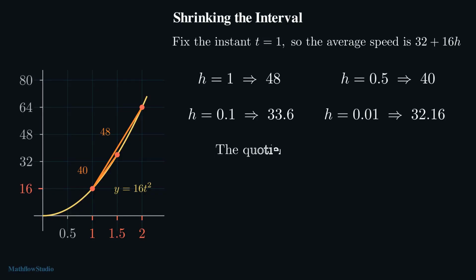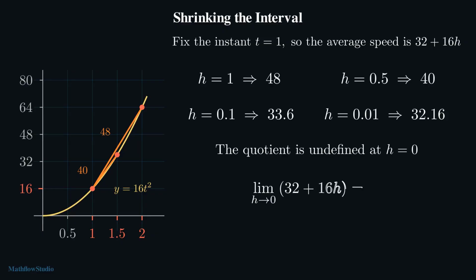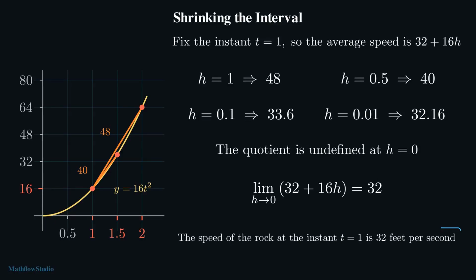The quotient itself is undefined at the number h equal to 0 because there is no interval and nothing to divide by. The limit as the number h tends to 0 is 32. The speed of the rock at the instant 1 is 32 feet per second.